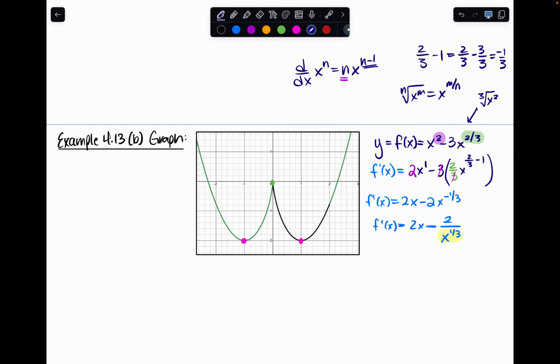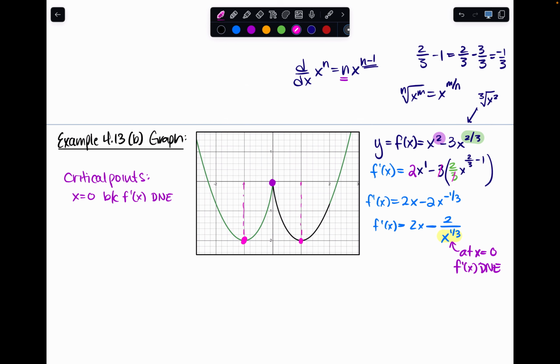But what I really want to point out here is at x equals 0, f prime of x does not exist. So this point here is a critical point. We have one at x equals 0 because f prime of x is undefined. And then we've got 2 more here at these pink points. We can visually see that they are negative 1 and 1.